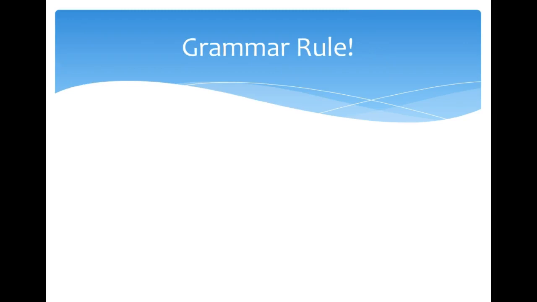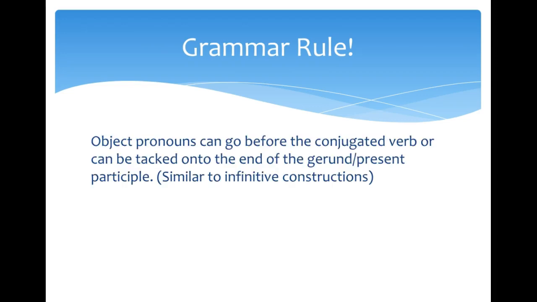One more grammar rule I want to go over with you really quickly is how do we use object pronouns with our gerunds or present participles. Object pronouns, whether it's a direct object, indirect object, reflexive pronoun, whatever type of object pronoun it is, it can go before the conjugated verb, or it can be tacked onto the end of the gerund or present participle. So this is really similar to infinitive constructions you guys have used, like in the ir plus a plus infinitive formula or back-to-back verbs. Here's an example.